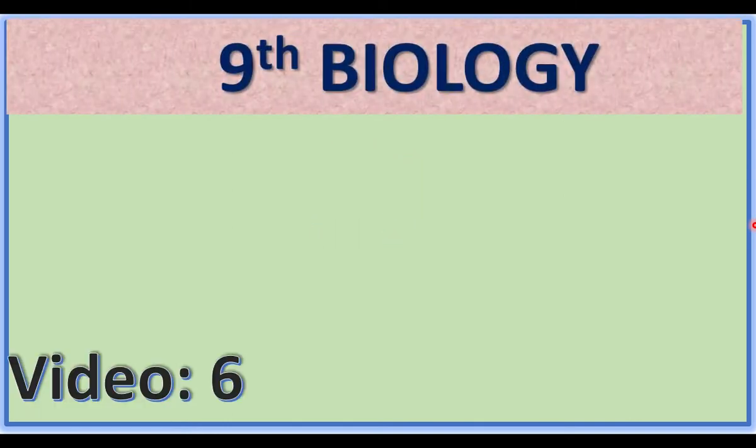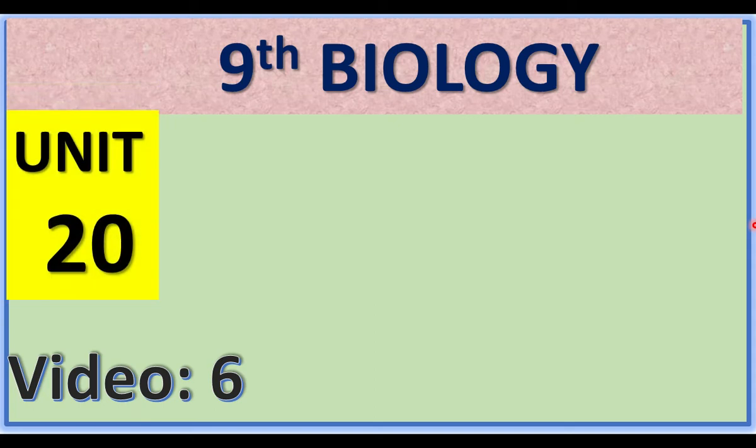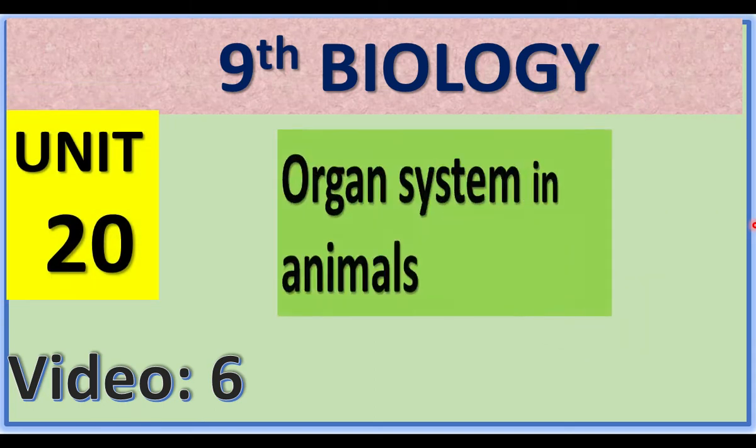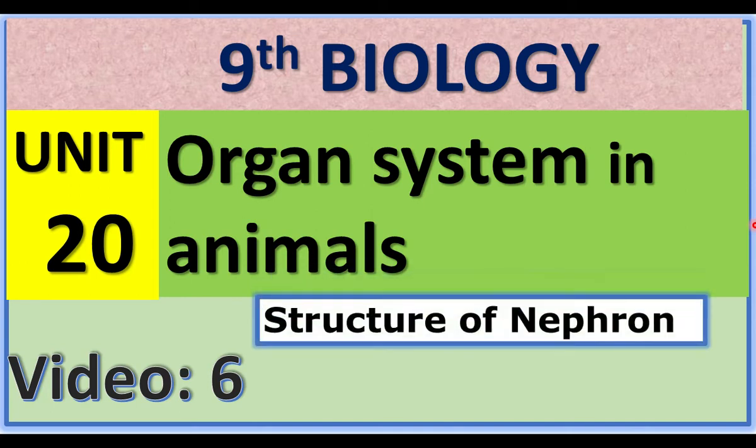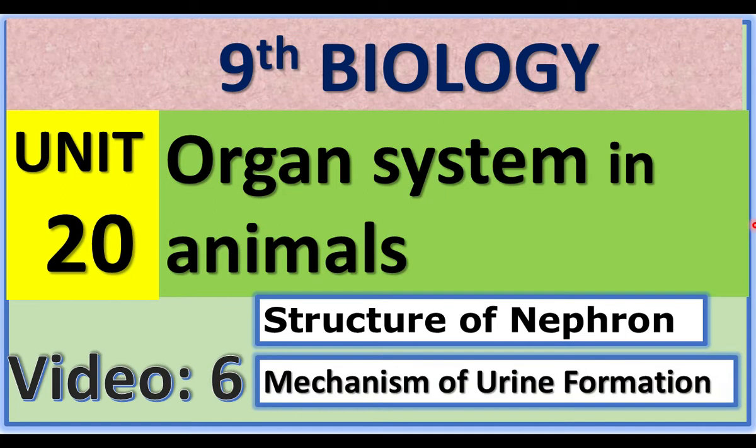Ninth Biology, Unit 20, Organ Systems in Animals. In the previous part, we learned the structure of kidneys. In this part, we are going to learn the structure of nephron and the mechanism of urine formation.